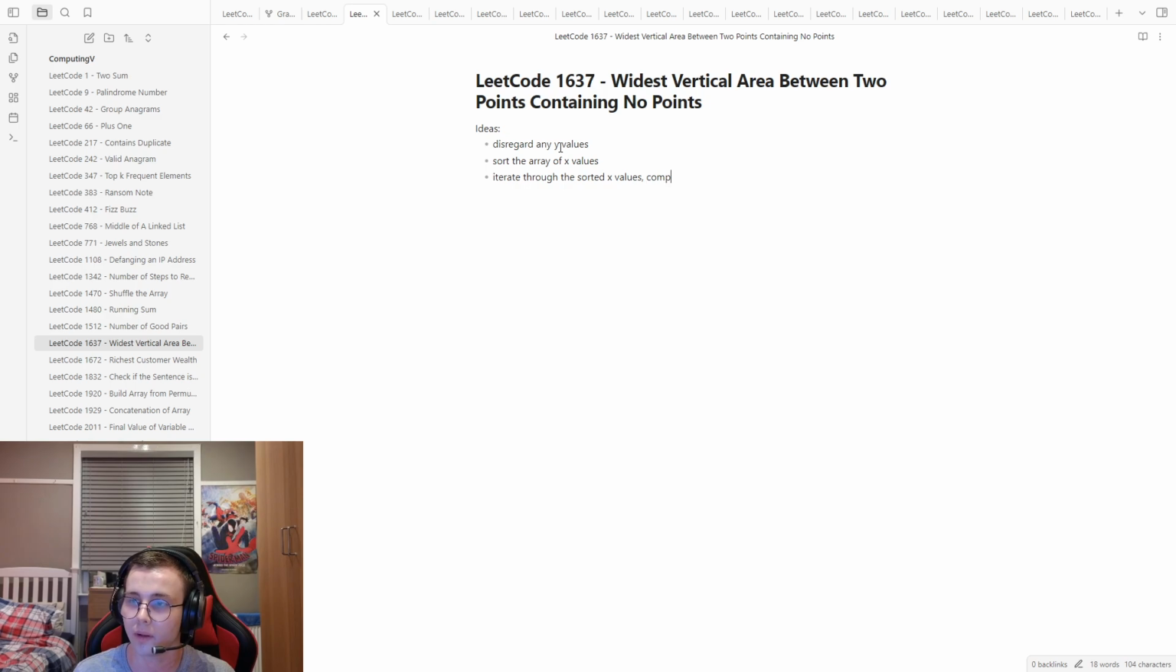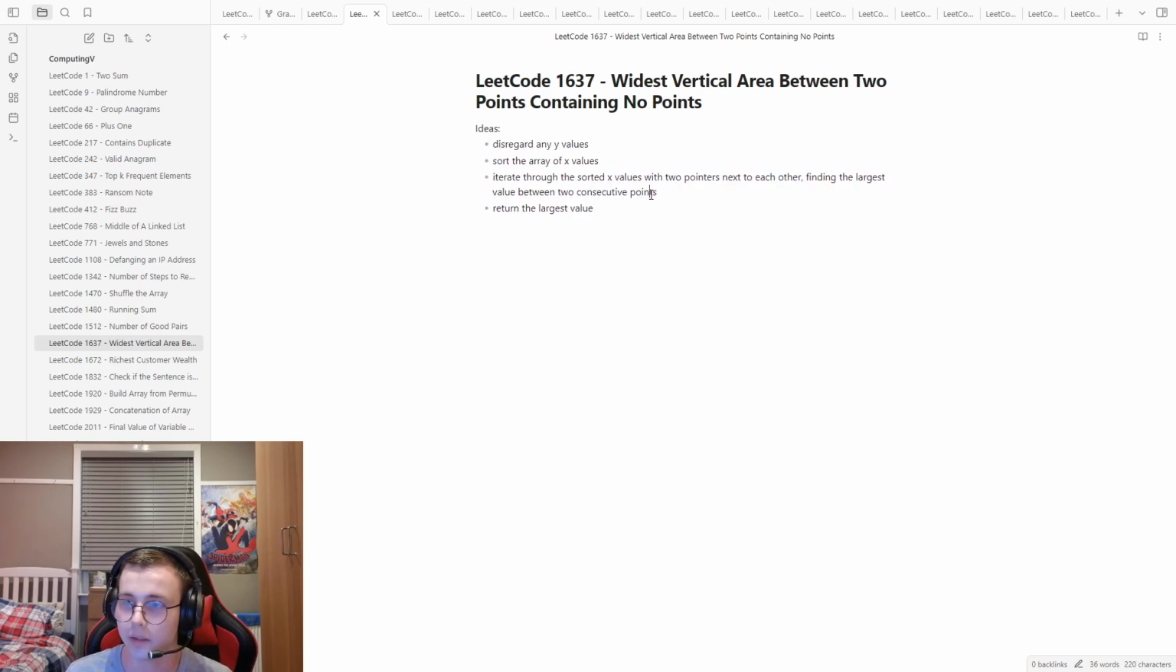Compare values with 2 pointers next to each other, finding the largest value between 2 consecutive points. Okay, and then return the largest value.